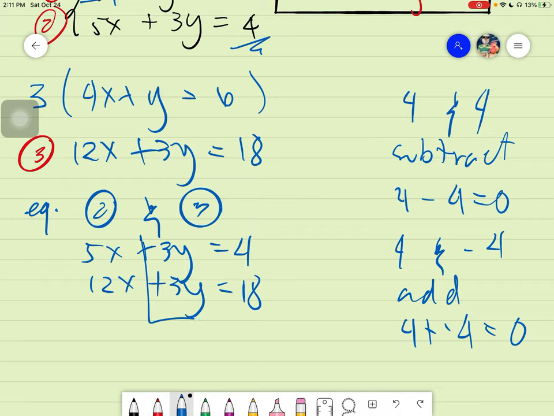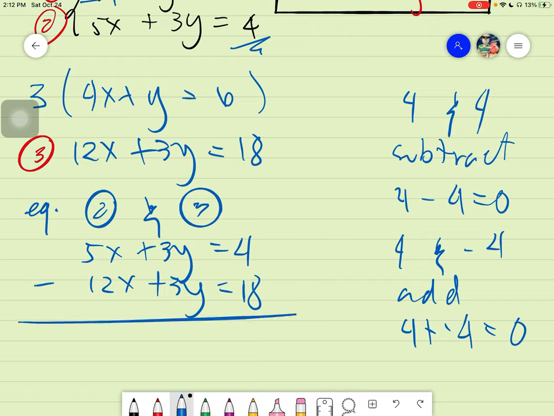I want to eliminate, remember, this one. Ask yourself, are they both positive or is one negative? If one is negative, then you add. If it is both positive or negative, then you will subtract. So meaning here, you will subtract because they are both positive.